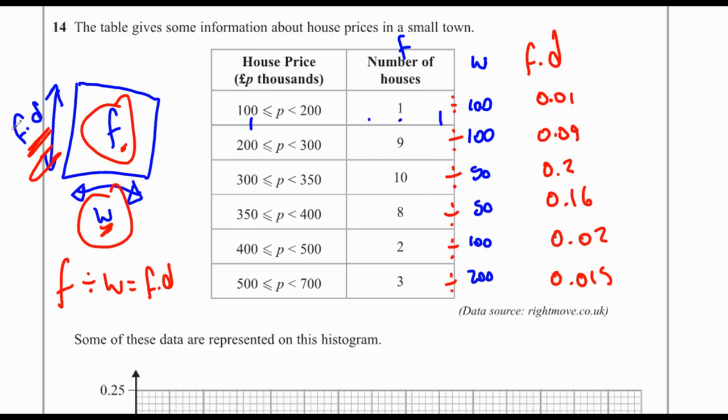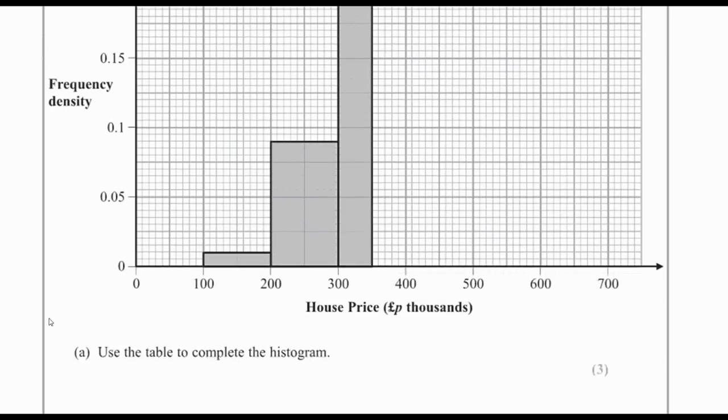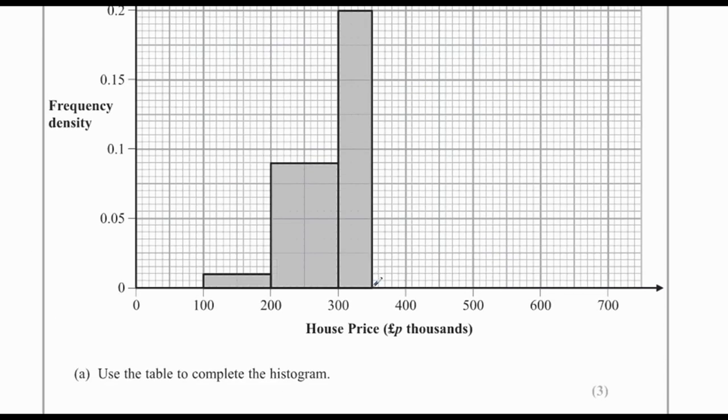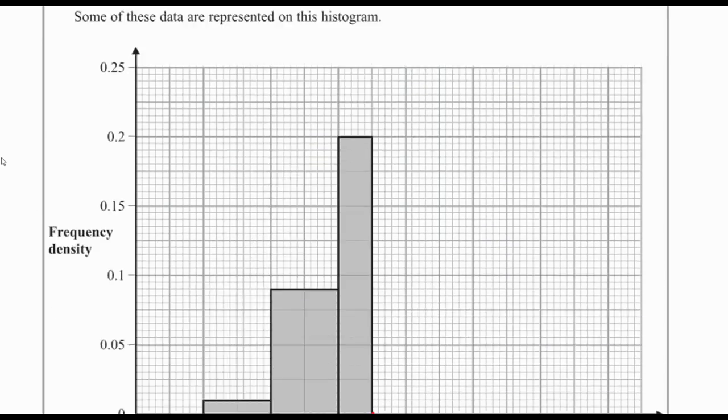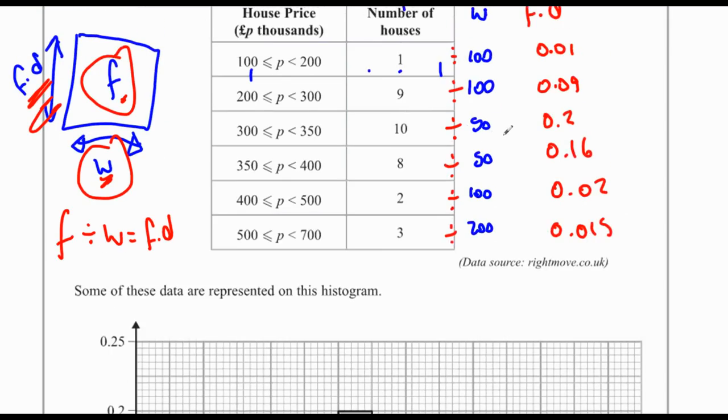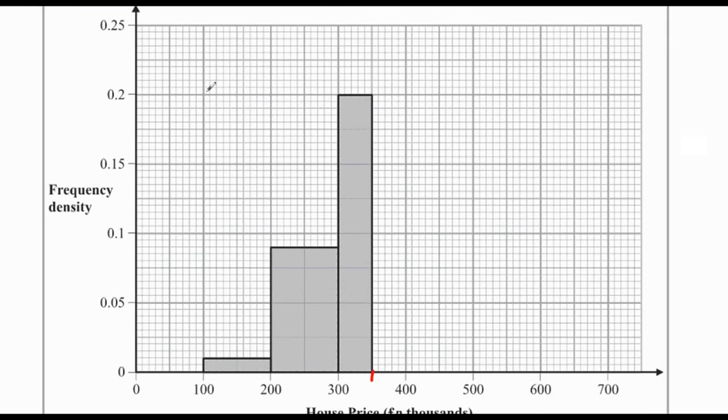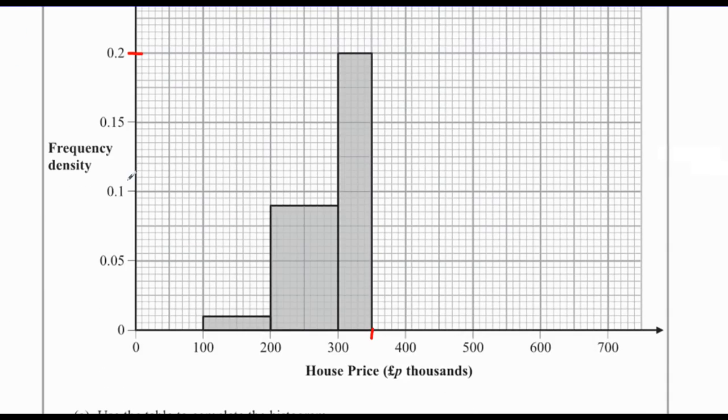Okay, and now we're ready to plot our values on. So we've already got up to 350. So we're already done up to here, and let's just check that goes to 0.2. Sure does. First thing that we need to do is think about scale. If we're going from 0 to 0.05, we've done that in 5 big steps, so each big step is 0.01.